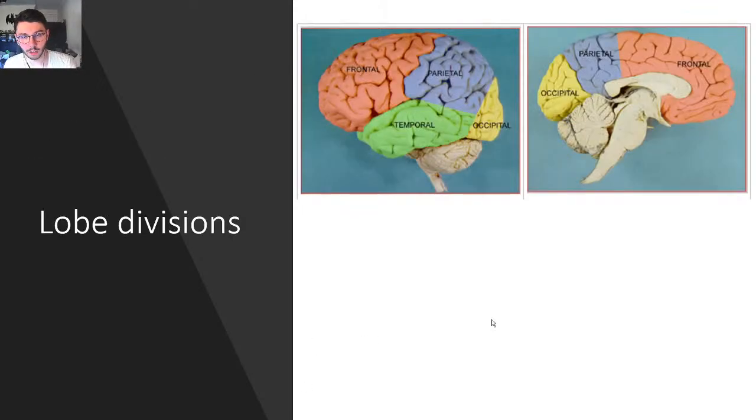Okay, so we're going to talk about the lobular divisions now. This is a cross section here. We have the frontal lobe, the parietal, occipital, and here would be the temporal lobe, as you can see there. That's part of the cerebrum. Then we have the cerebellum, that's separate. That is not divided into lobes. But when we talk about lobes, we talk about these four.